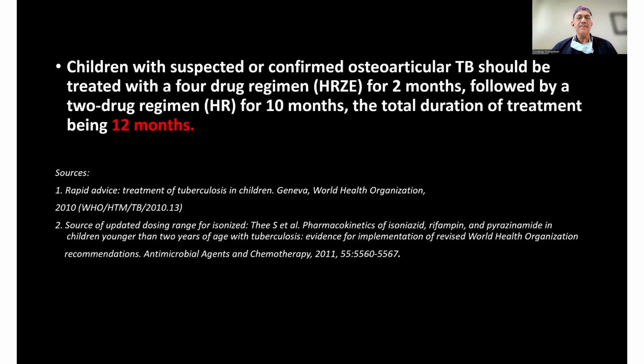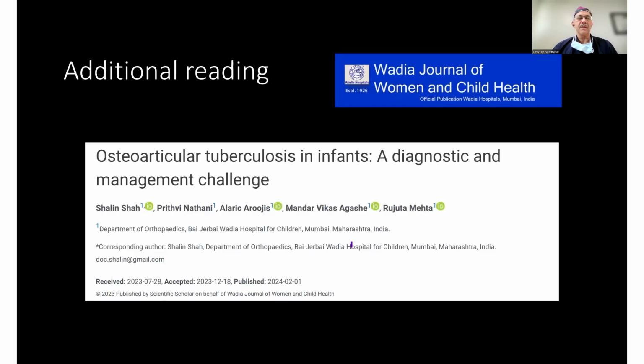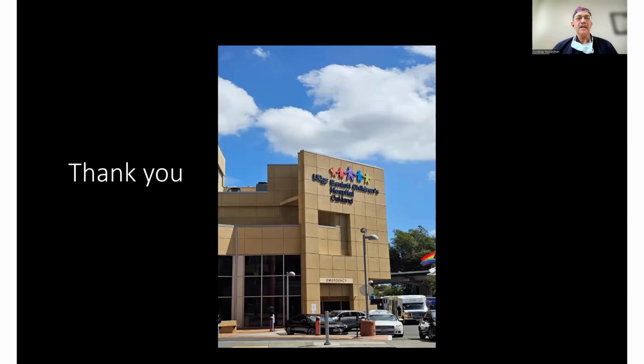Usually, a 12-month regimen is advocated, of which 4 drugs for 2 months, which are HRZE, and then 2 drugs for 10 months, that is H and R, should be used for treating tuberculosis. The doses have been very well published, as shown here. And you can also read this particular paper from Wadia Children's Hospital in Mumbai regarding a diagnostic and management challenge of osteoarticular tuberculosis. Thank you very much for this opportunity.